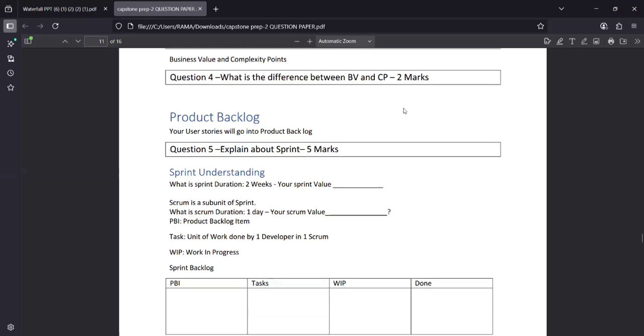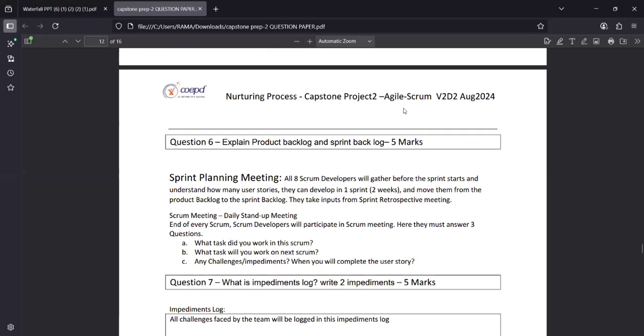Next we'll look into the next question: explain the product backlog and the sprint backlog. So let us know what a product backlog is. It is a complete list of all features, enhancements, fixes, and requirements for the product. Suppose for the Scrum food application we consider 40 user stories in a project. All those 40 prioritized user stories come under the product backlog.